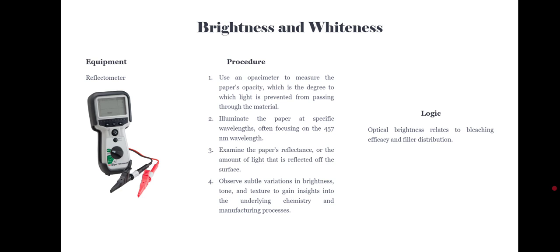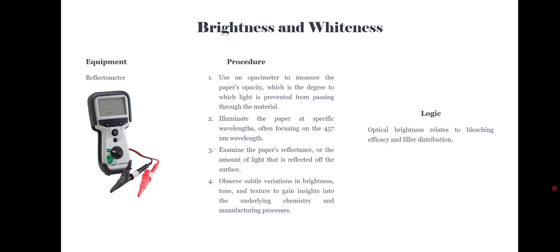Here's how we assess brightness and whiteness. A reflectometer measures light reflected at 457 nanometers, where high reflectance means better bleaching and filler distribution. This ensures vibrant, clean-looking paper ideal for printing and publishing.